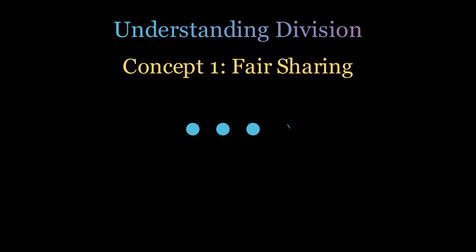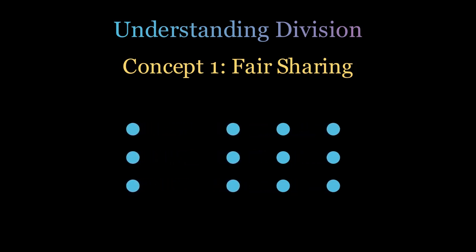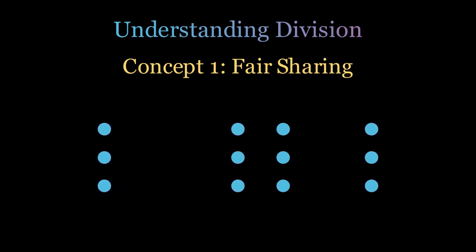Imagine you have 12 items. Let's represent them as these blue dots. Now, suppose you want to share these 12 items equally among 3 people. We divide, or split, the 12 items into 3 equal groups. Notice how many items are in each group.